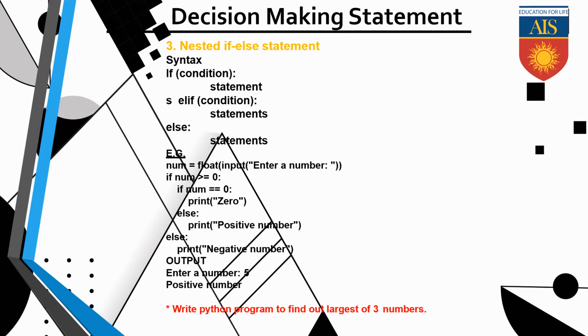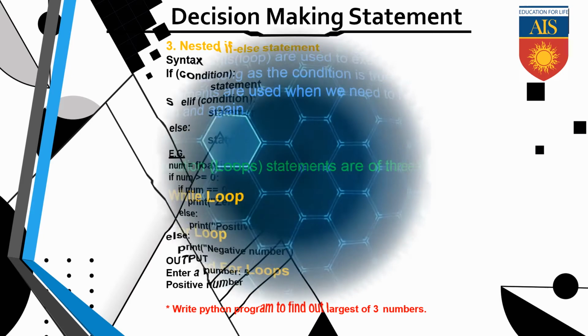That means we are having two conditions: if num greater than or equal to 0, if num double equal 0. So if num double equal 0, it will print that you have entered 0, else it will print positive number you have entered, else print negative number. So here you can see the output: enter a number as 5, and it will print the message as it is positive number. On the basis of this nested if condition, we can create a program, that write a program to find out largest of three numbers.